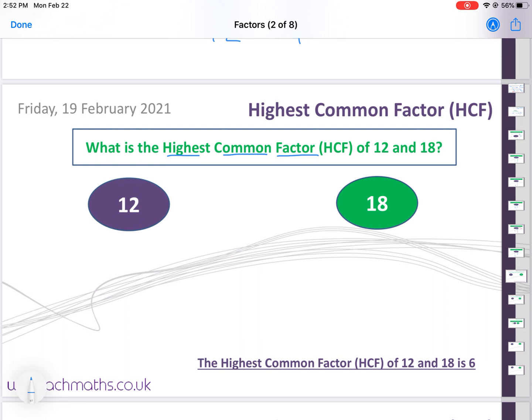So for 12, we've already done these factors. We've said 1 and 12, 2 and 6, and 3 and 4. And we have to make these lists exhausted. We have to use every single factor within the lists, just to make sure.